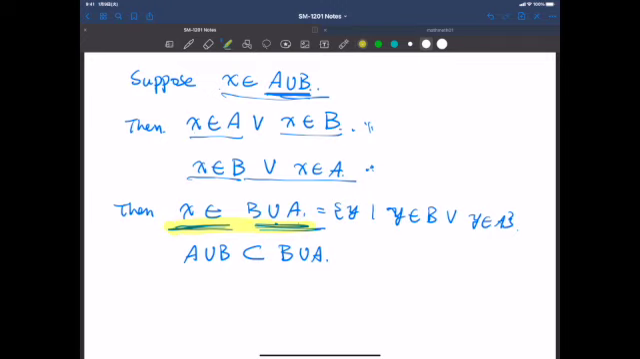So assume X belongs to B ∪ A, then it means X belongs to B or X belongs to A. And this is the same thing as X belongs to A or X belongs to B, which means X belongs to A ∪ B. So therefore, by going from here to here, we prove the opposite subset relation. So therefore, A ∪ B is equal to B ∪ A. Okay?